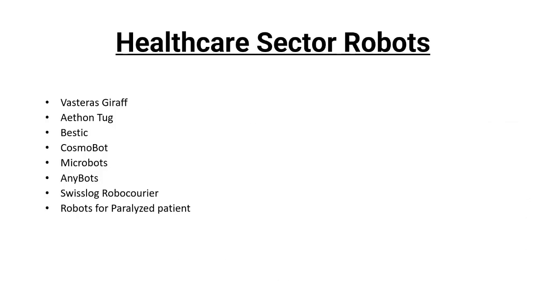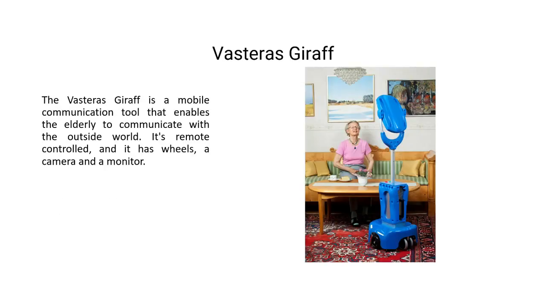We have various types of robots. This is the list of them. First is Vestros Giraffe. This type of robot is used to enable the elderly to communicate with the outside world. It has remote control, wheels, a camera, and a monitor.